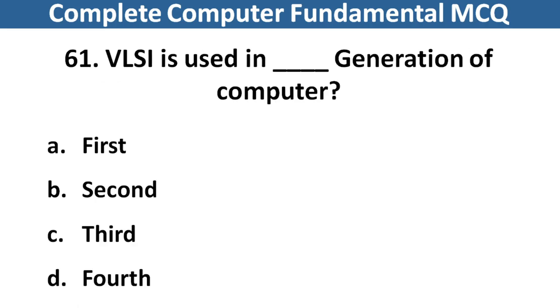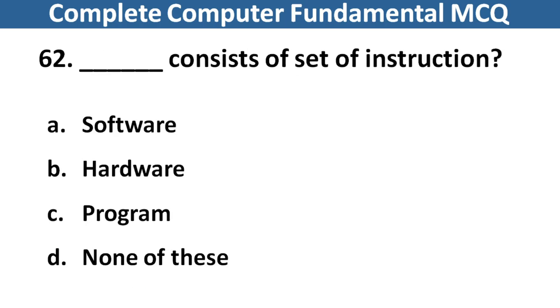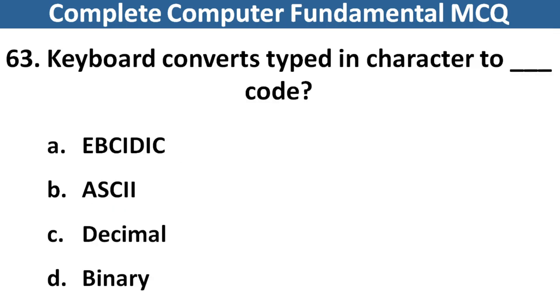Next question. VLSI is used in dash dash generation of computer. Right answer is option D, fourth. Next question. Dash dash consists of sets of instruction. Right answer is option C, program. Next question. Keyboard converts typed in characters to dash dash code. Right answer is option B, ASCII.